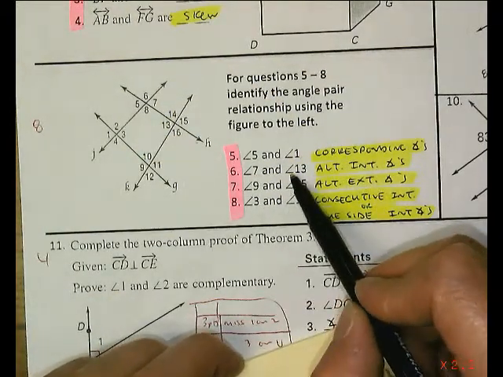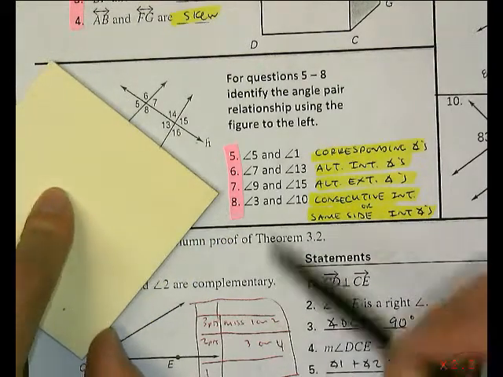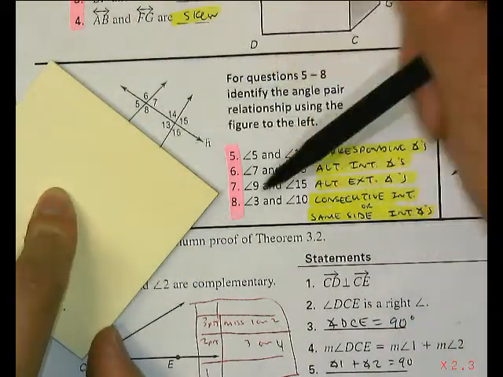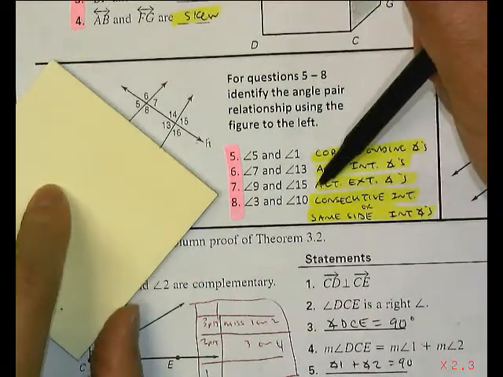7 and 13. Notice how I'm using this piece of notebook paper here to cover it up. 7 and 13, they're on the interior and they're alternating on the side of the transversal. 9 and 15.